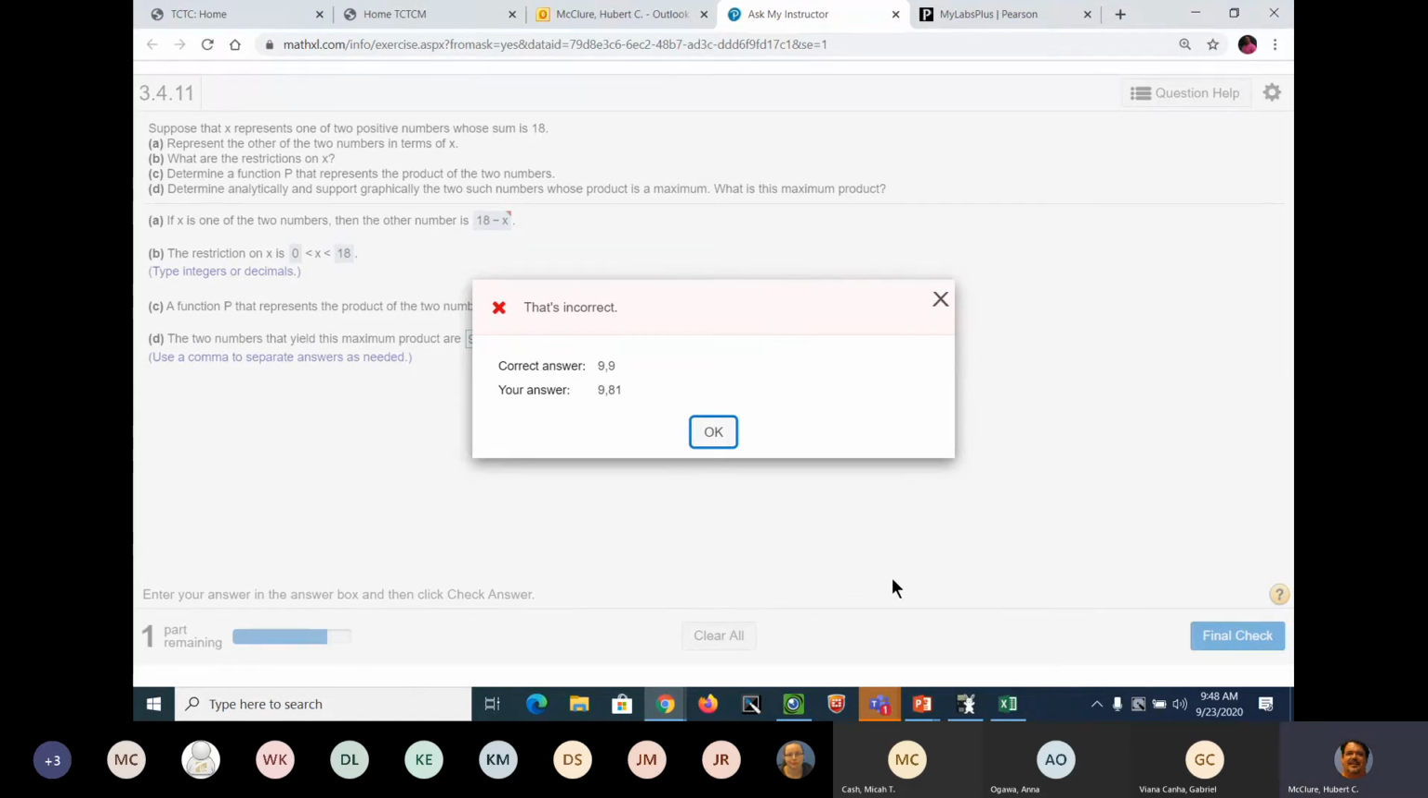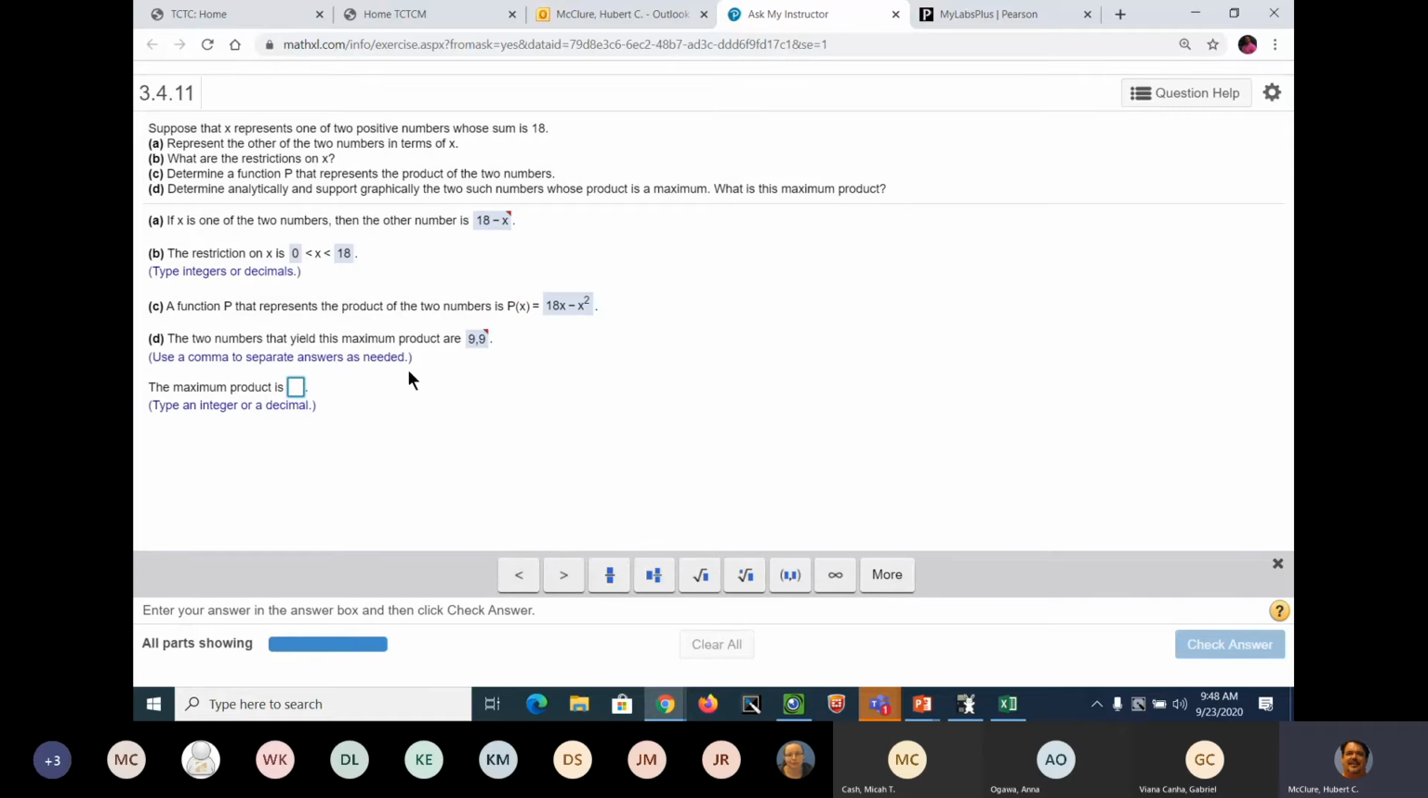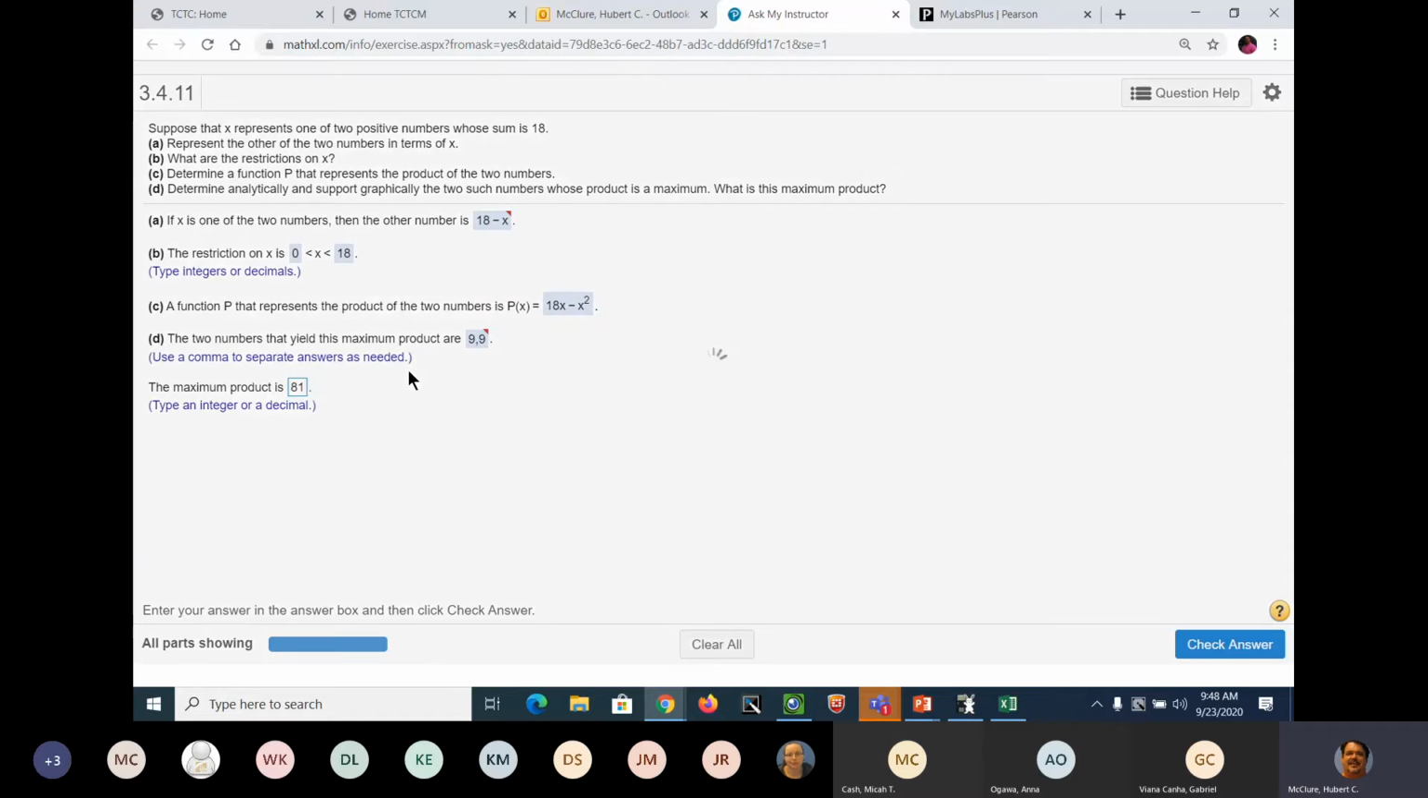I disagree with that 9. 9, okay, whatever. It should be 81. Okay, I don't understand why they got 9, 9 there. I understand 9, but I don't understand why they got 9, 9. Because that's not x and y. x is 9, that's 81. Okay.